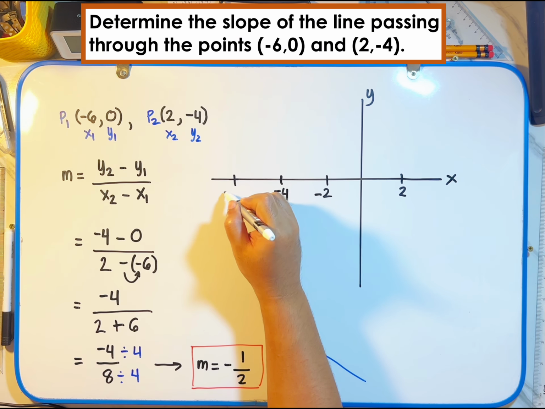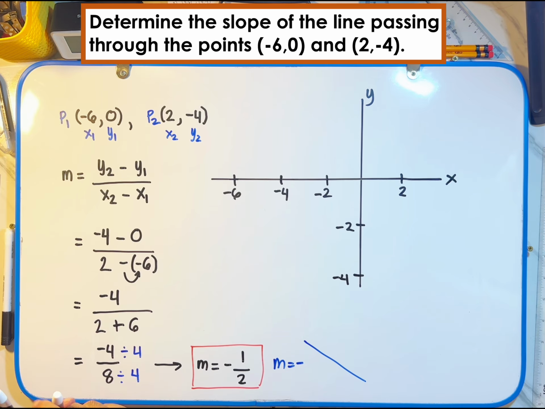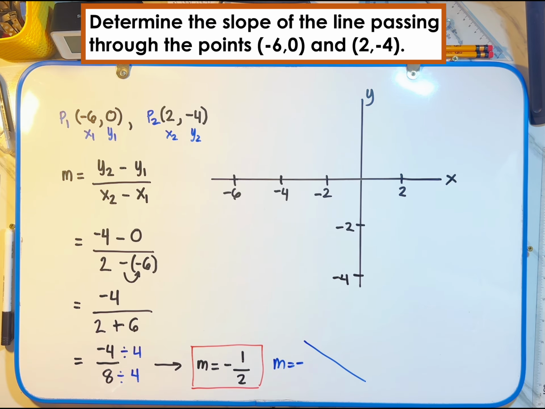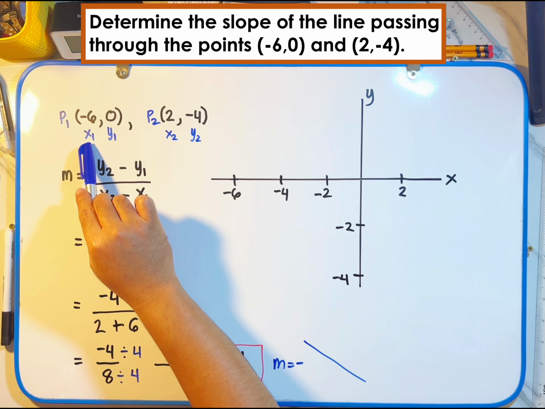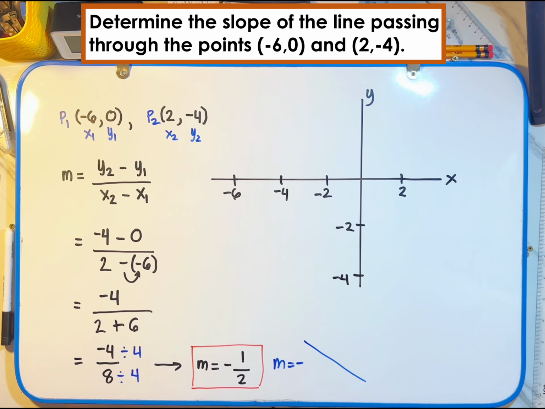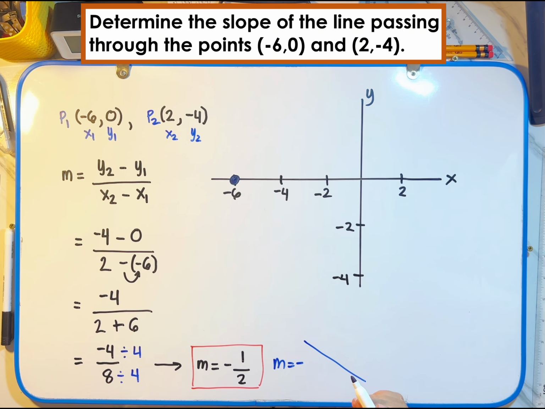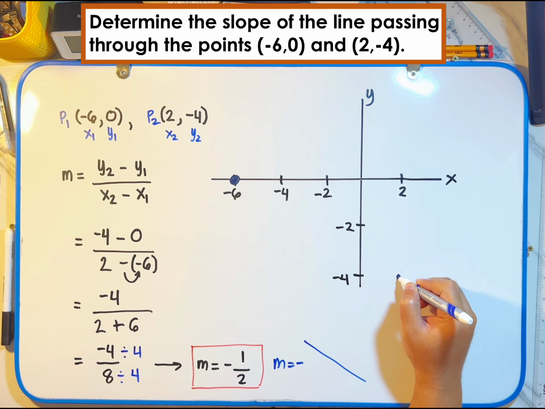Okay, so let's say this is our coordinate plane system. Let us plot the points. Let's start with point 1. The coordinates are negative 6, 0. When x is negative 6, y is 0. So that's right here. It is an x-intercept. Next, point 2, 2, negative 4. When x is 2, y is negative 4. So that point is right here.